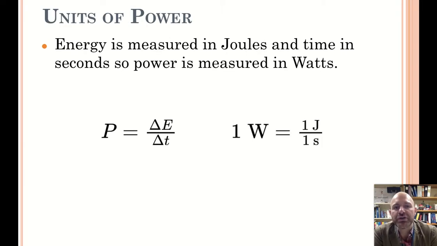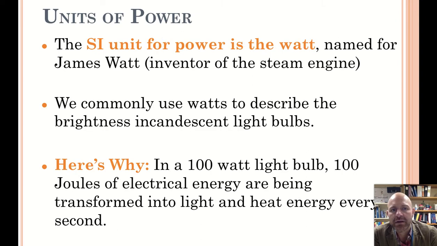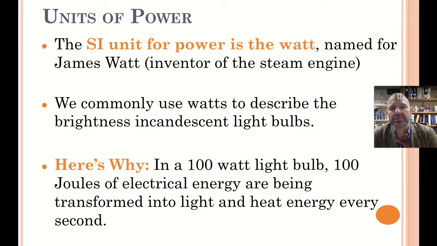And power is measured in watts, given a capital W. A watt is a joule per second. And this SI unit is actually named for someone by the name of James Watt, credited as inventing the steam engine. And we commonly use watts to do a lot of different things, like describe the brightness of incandescent light bulbs, because the more energy a light bulb uses per second, the brighter it is, given the same technology, incandescent.